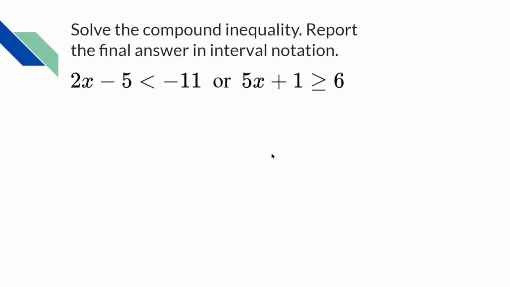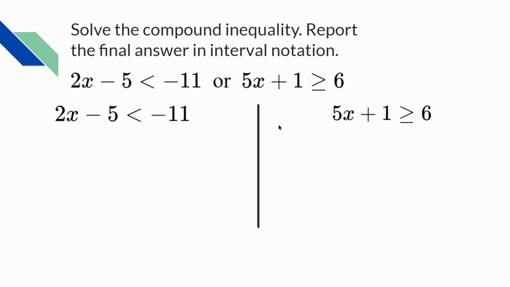Here we have an or compound inequality. The previous problem was an and compound inequality, but here we have this. What we want to do is solve each of these inequalities separately. So let's divide our work like this, and just isolate the x on the left-hand side for both inequalities. Let's start with the one on the left. Here we're going to add 5 to both sides, and that leaves us with 2x is less than negative 6.